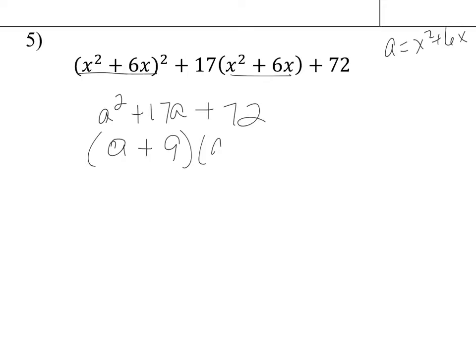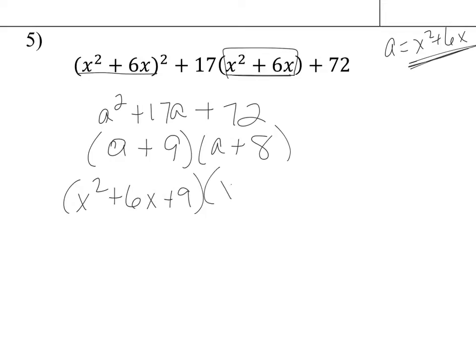9 and 8. Okay, so 9 and 8 add to 17 and multiply to 72. Now I need to replace it with the x squared plus 6x. X squared plus 6x plus 9. X squared, so I'm putting this in for right here. X squared plus 6x plus 8. And we have to see if now we can factor these. Can these be factored? Maybe they can. Maybe they can't.